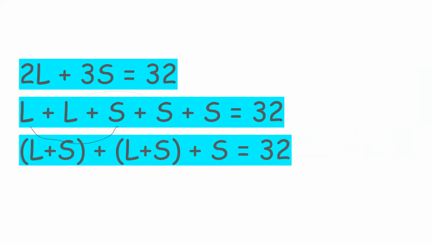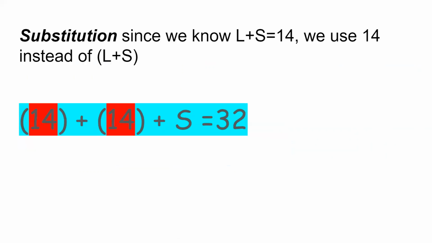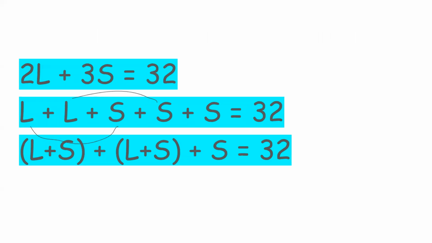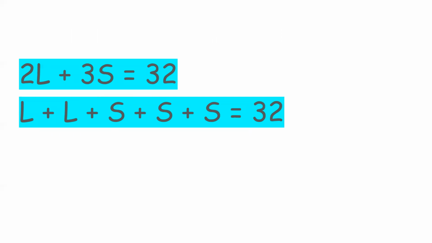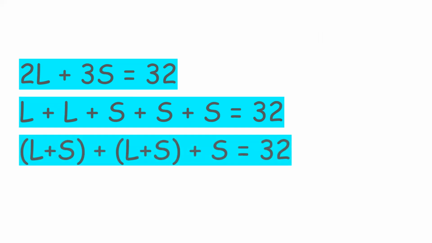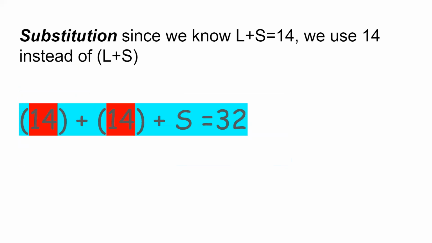Well, see, there's that L and that S. There's that L and that S. I combine them. I have that extra S. You see where that equation came from. Well, now that I have this, I can do something called substitution because I know L plus S is 14, right? Remember way back, L plus S is 14, but now I have an L plus S. So instead of using L plus S, I can substitute 14. Whenever I saw L plus S, I plugged in a 14. I saw two of them, so I did 14 plus 14 plus S equals 32.